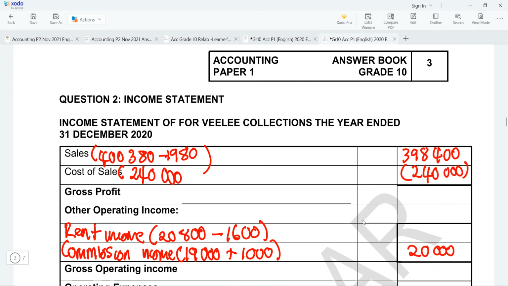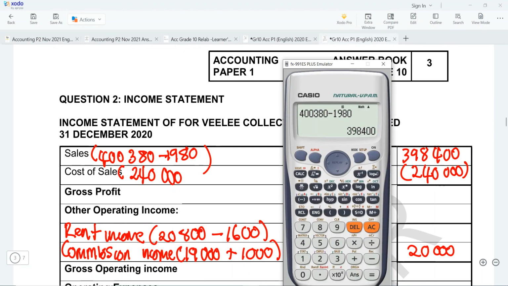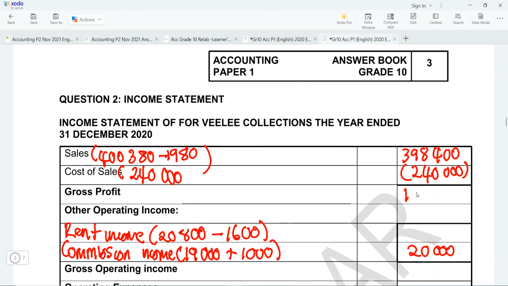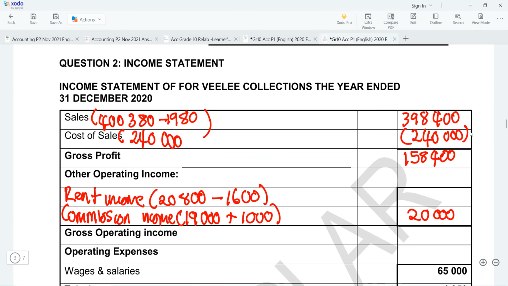And then our gross profit, remember, is our sales minus cost of sales. So if we say 398,400 minus 240,000, it will give us 158,400. That's how you get your gross profit. Remember this one minus this one. Normally I show how I do this in brackets, but because I'm limited on time, I will not be able to do that. But I believe because I've been explaining, you'll be able to understand.